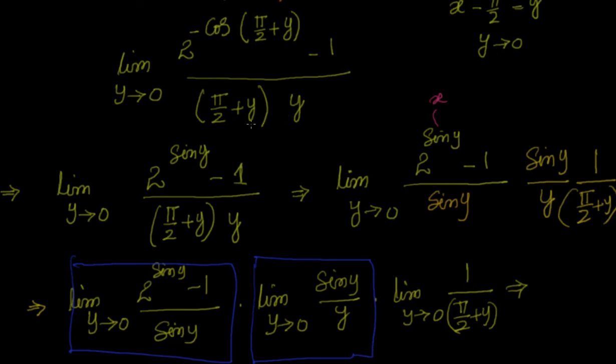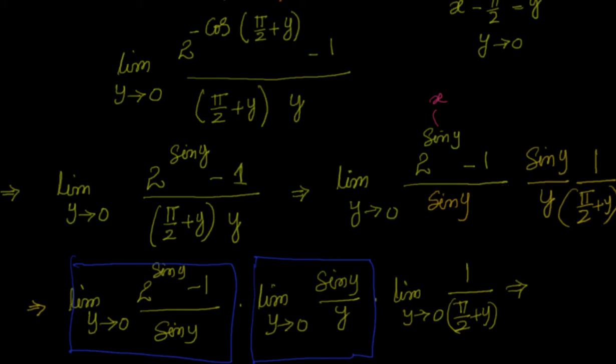Now I see that I get 2 to the power of sin y minus 1, but I don't have sin y to convert that expression into a formula standard result. By leveraging the standard result, I can say that is log 2. I don't have it, so I have to divide by it and multiply with it so that I don't modify the value.